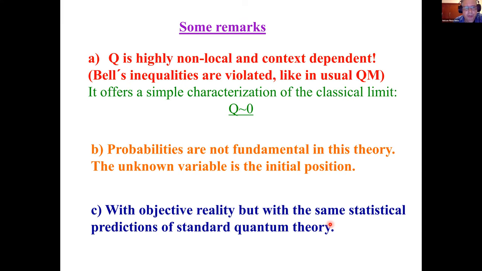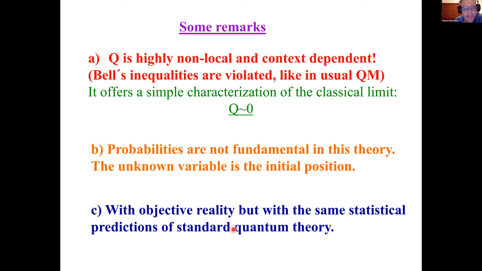And so some remarks. This quantum potential is highly non-local, so it is context dependent, so Bell's inequalities are violated, like in usual quantum mechanics. It offers a simple characterization of the classical limit, which is just when ħ goes to zero or is very small. Probabilities, as I said, are not fundamental in this theory, they are a secondary aspect, and they are due to unknown variables in the initial position. And it is a quantum theory with objective reality, but with the same statistical predictions of standard quantum theory.